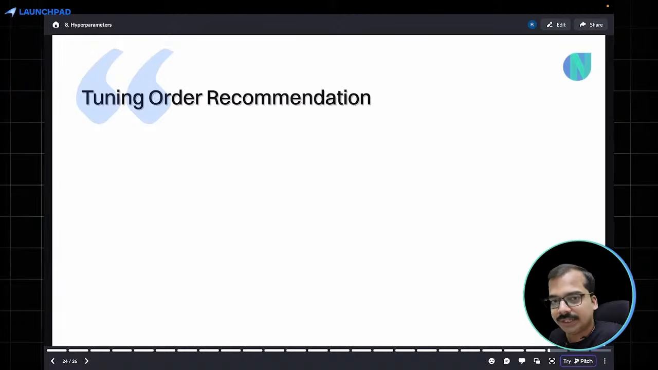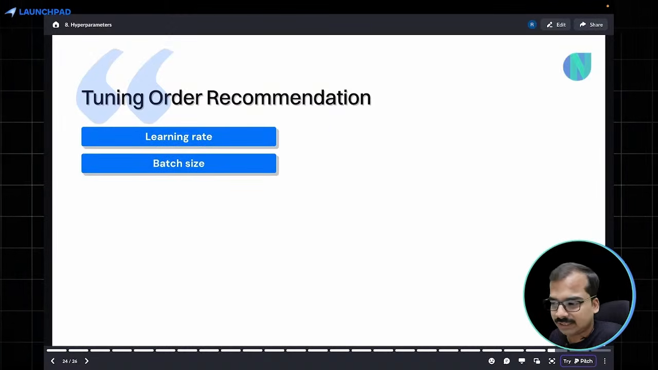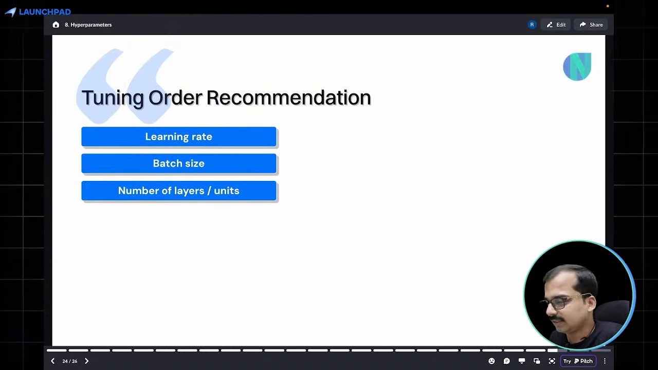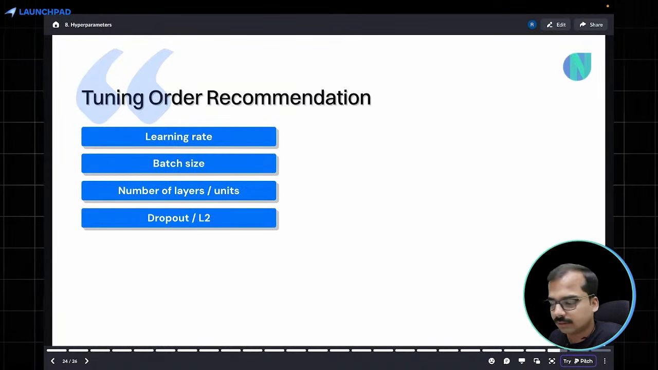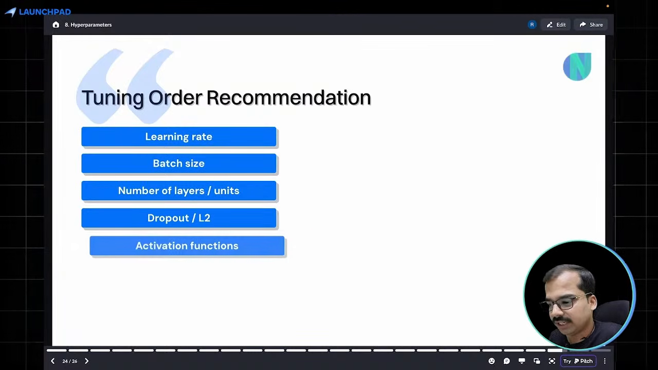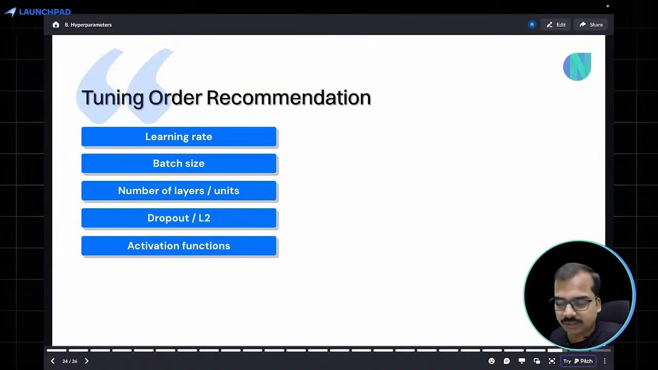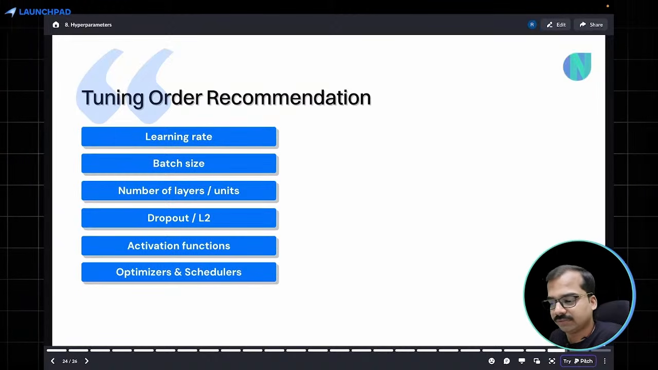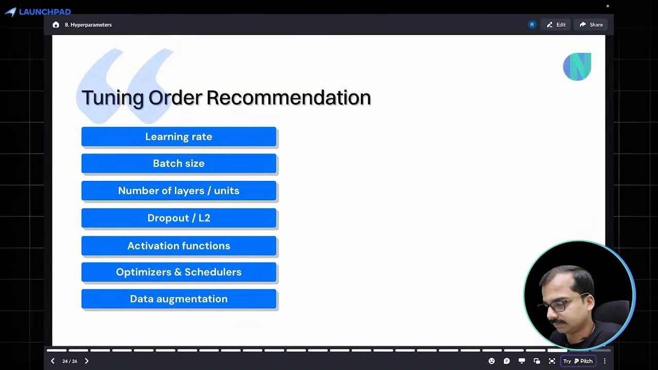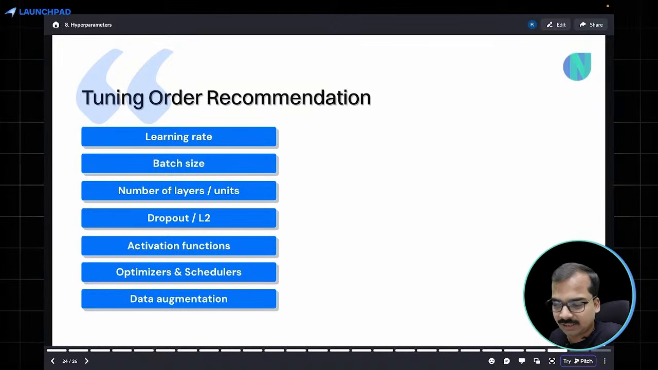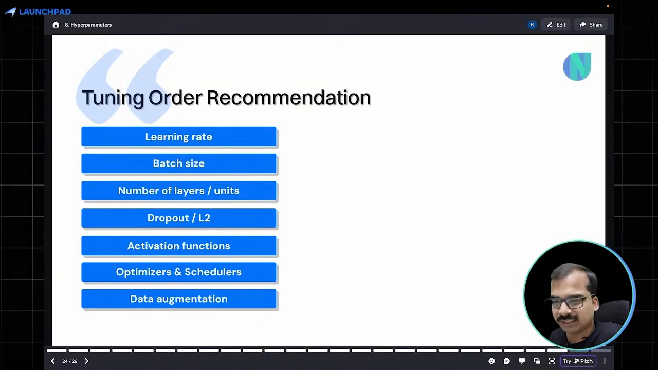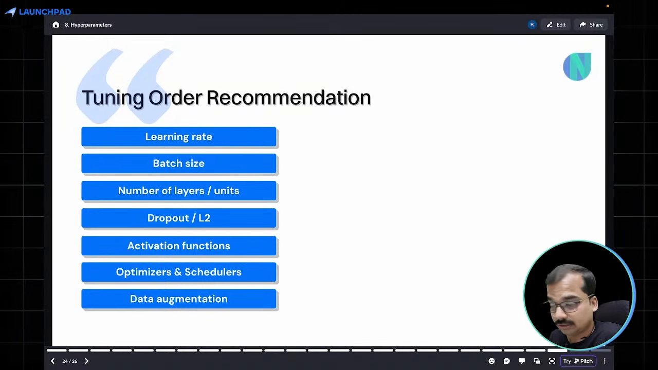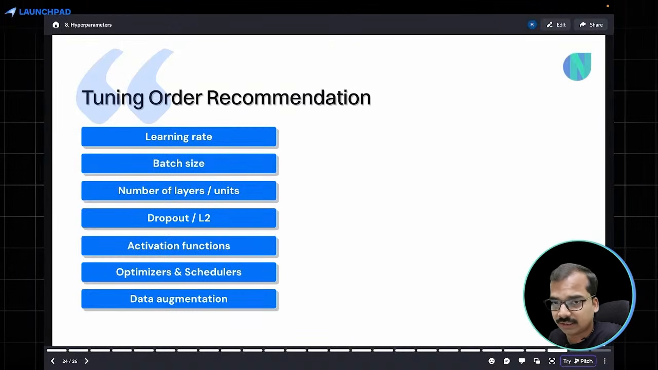Now, what is the recommended tuning order? First is learning rate, then batch size, number of layers or units, and if you see overfitting, then you use dropout or L2 regularization. At last, you try activation functions, optimizers and schedulers. If you are working with images or you lack data, then you might also try data augmentation. If you have a lack of data or an overfitting situation, data augmentation can come into the picture.